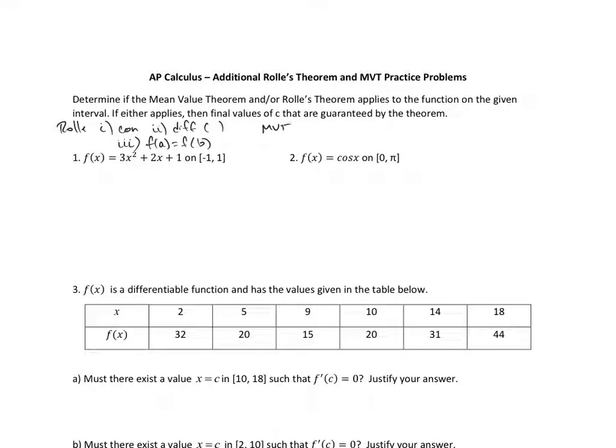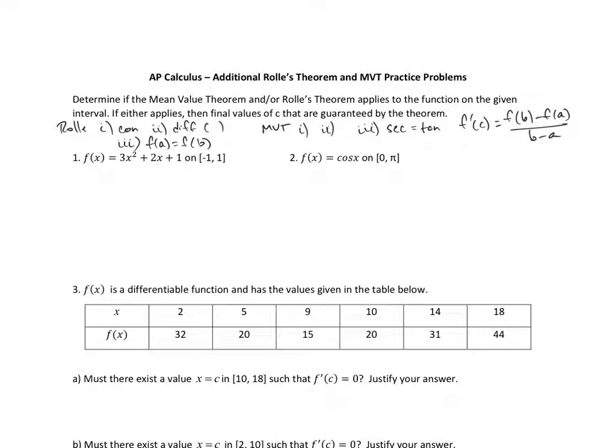For MVT, I need part 1 and part 2 of Rolle's, but then part 3 is different because now I'm looking to see if the secant equals the tangent line. And in this case, we'll have f prime of c, which is our tangent line, equaling f of b minus f of a all over b minus a.